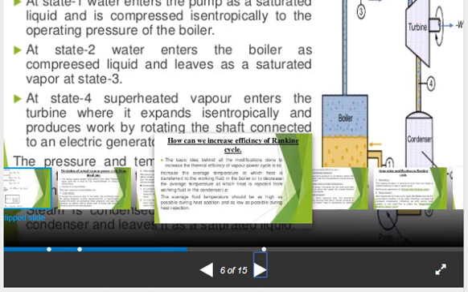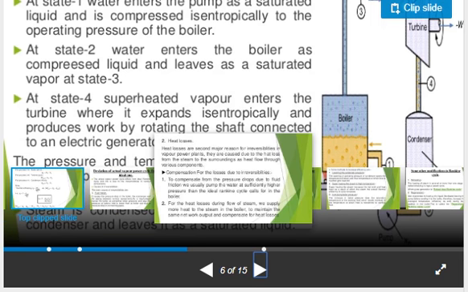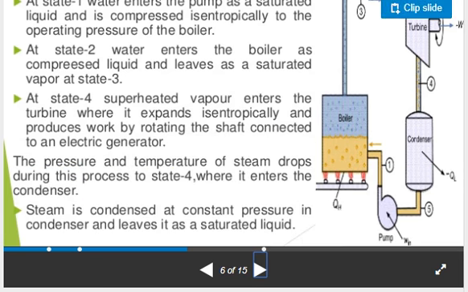That means the boiler is nothing but a closed vessel in which steam is generated. Steam generation takes place in the boiler. At state 3, the superheated vapor enters the turbine, where it expands isentropically and produces work by rotating the shaft connected to an electrical generator. That means the expansion of steam takes place in the turbine. The pressure and temperature of the steam drop during the process to state 4, where it enters the condenser. After doing the work in the turbine, the steam enters the condenser section.